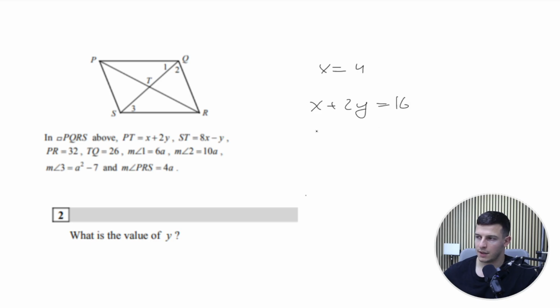So we can plug it in here. 4 plus 2y equals 16. Then 2y is going to be equal to 12, and y is going to be equal to 6. So the answer is 6.